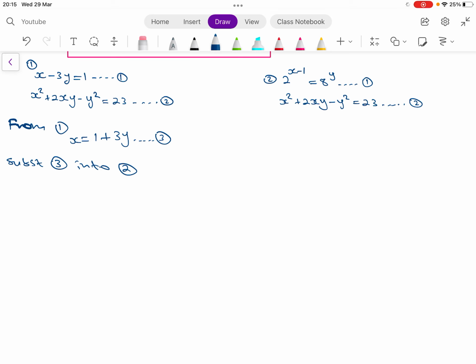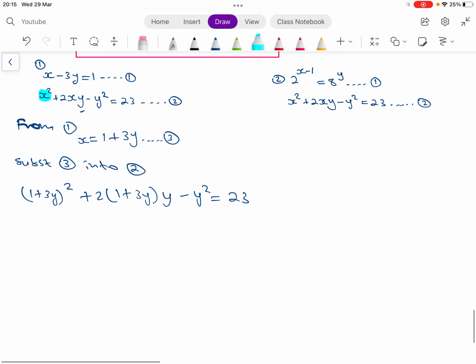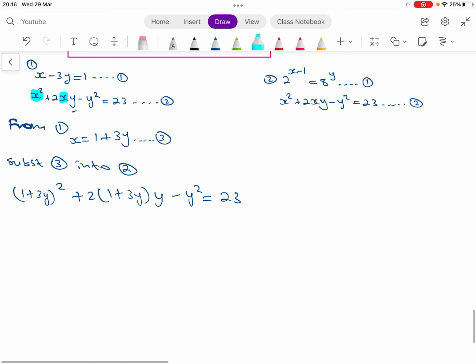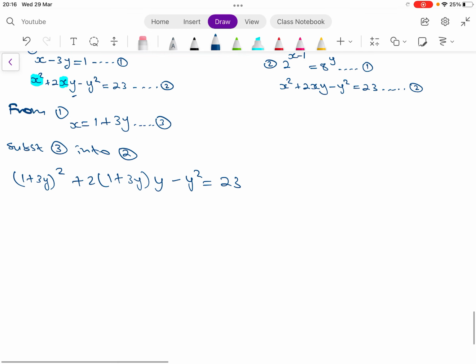Moving on, we substitute this equation into equation 2. For x we have 1 plus 3y, and we square that, plus 2, and for the other x we put 1 plus 3y again, then multiply that by y, and then minus y squared equals 23. I hope you see how we have done the substitution. For each x we just put 1 plus 3y in brackets, and now all we need to do is simplify from here.